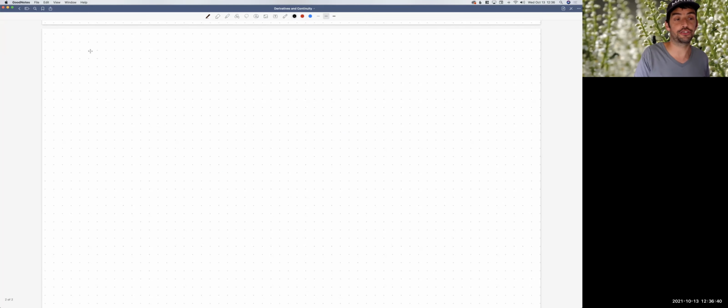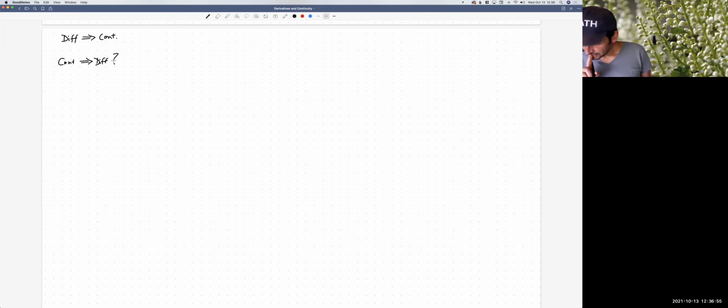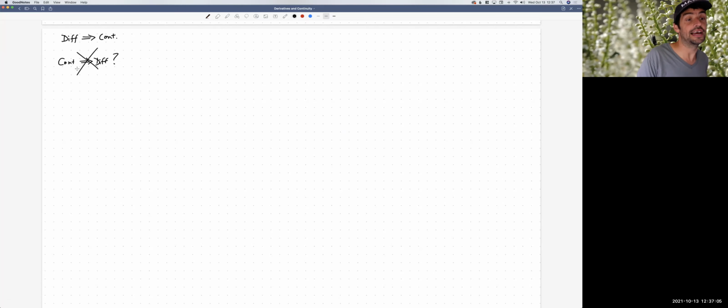All right, so we just showed that differentiability implies continuity. Does continuity imply differentiability? Let's examine this with an example, because it turns out the answer is no. This is not true. I want to put that up front so we don't get confused.